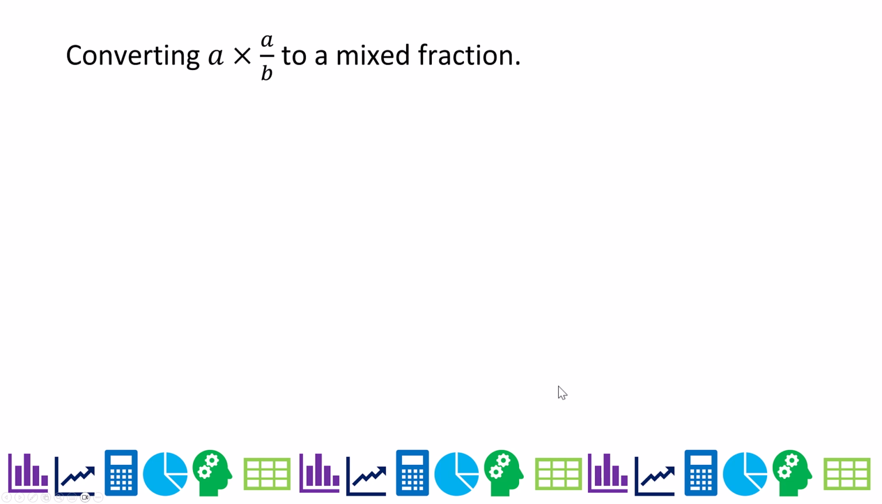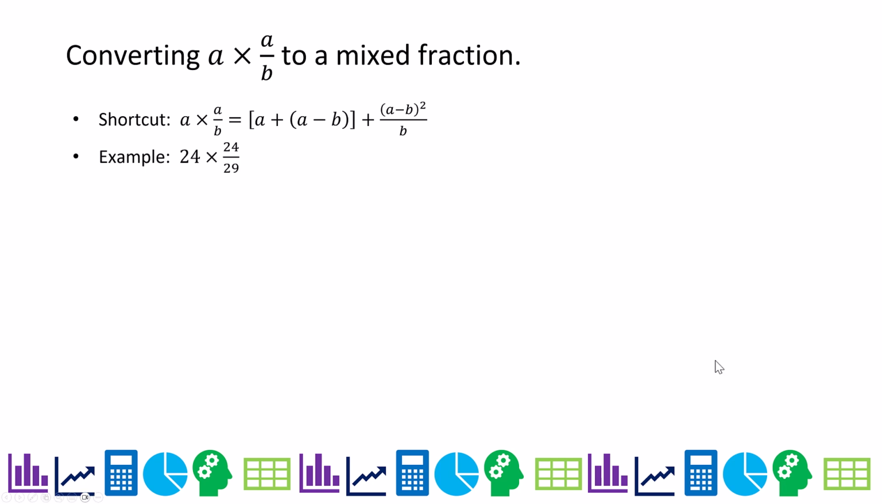Now we're going to go over a shortcut to convert a times a over b to a mixed fraction. First of all, I'm going to show you the shortcut. You can say, oh, it's just a plus the difference in your numerator and denominator plus that difference squared, all over b.